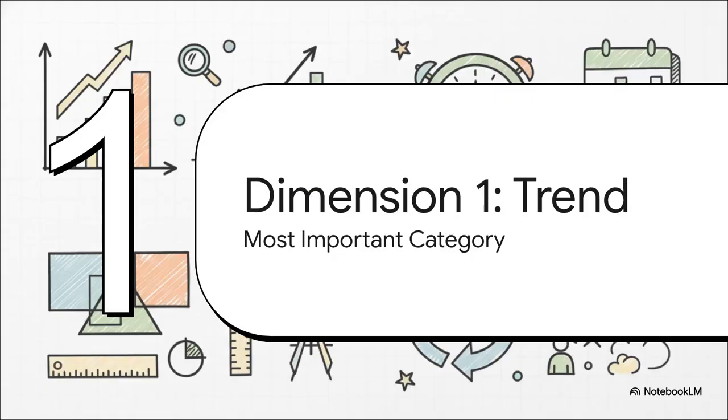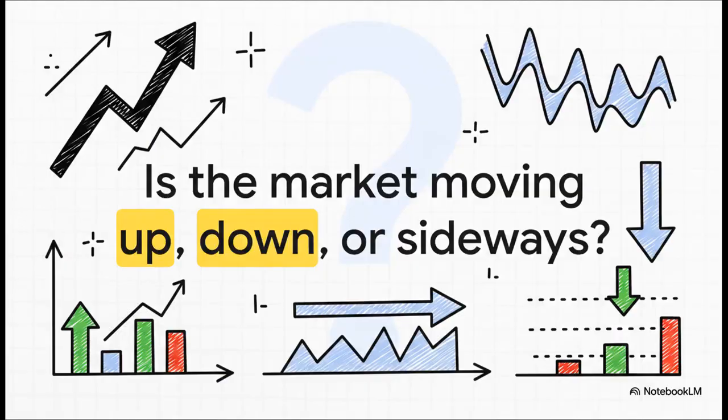All right, let's kick things off with the first and, you could argue, the most important category of them all: trend. This is all about getting a handle on the market's main direction. A trend indicator answers one simple question, and one question only. Is the market moving up, down, or is it just kind of going sideways? Everything in this category is built to give you a clear, no-nonsense answer to that.